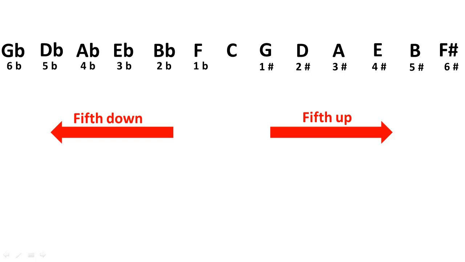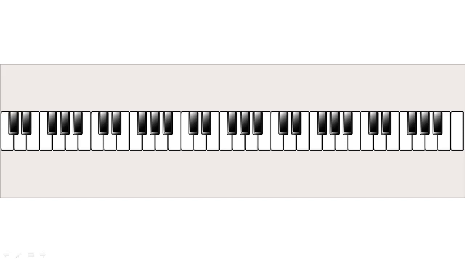So in this scheme, you can say a step to the right is a fifth up, a step to the left is a fifth down. Now, as you know, a fifth down from C takes us to F. But you can also go up from C and then go to F. Let's look at that on the keyboard.